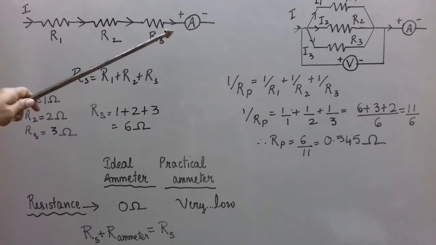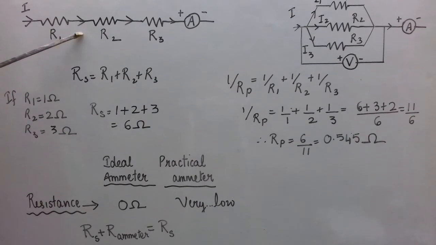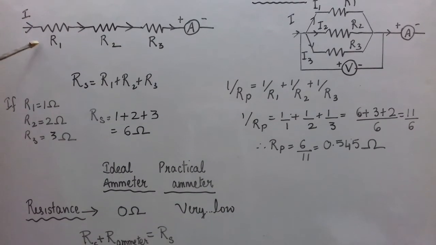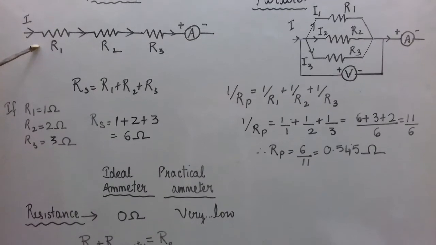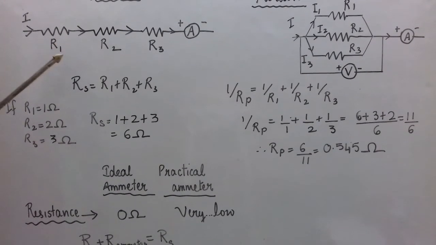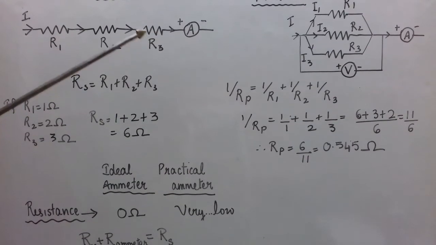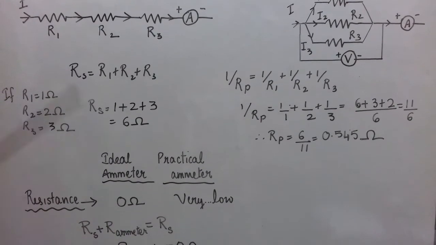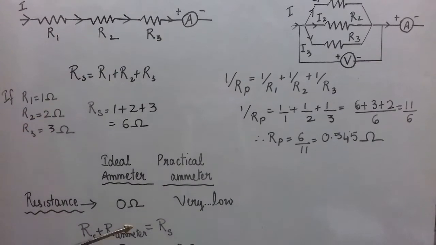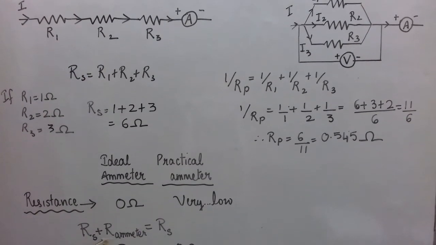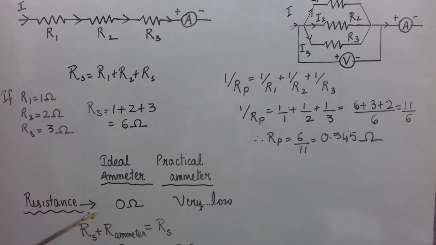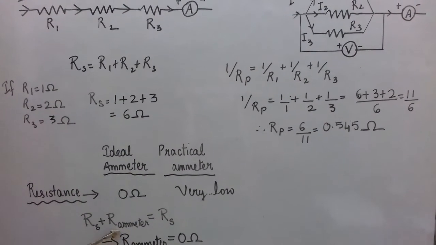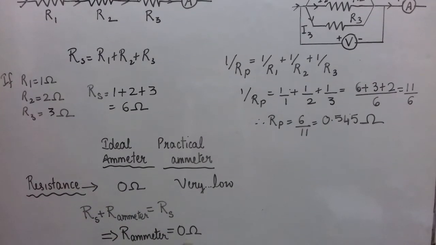Now, an ammeter is always connected in series in the circuit when it is used to measure the current. But I told you it should not affect the total current or total resistance of this combination. So if I use Rs as the effective resistance, as the ammeter is connected in series, and if I represent R ammeter as the resistance of the ammeter, then Rs plus R ammeter should be equal to Rs. As I told you, the ammeter's resistance should not change the resistance of the combination or of the circuit. So this is possible when R ammeter is equal to Rs minus Rs, that is 0 ohms.